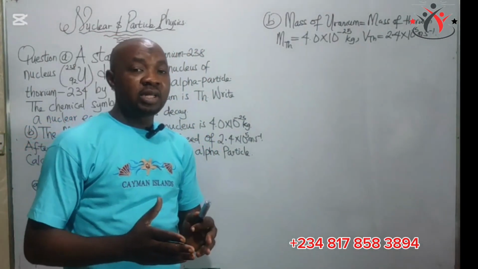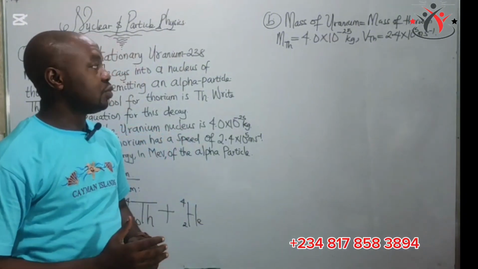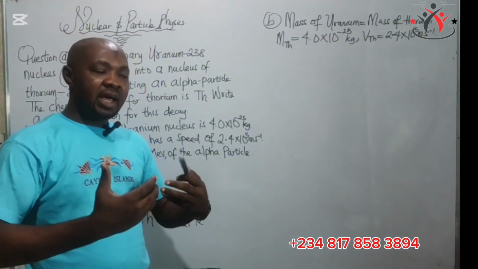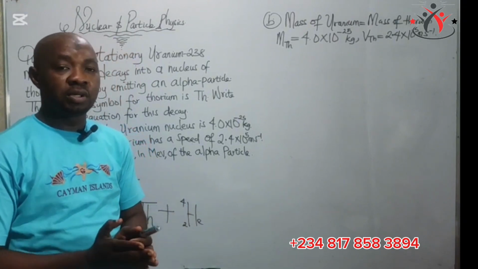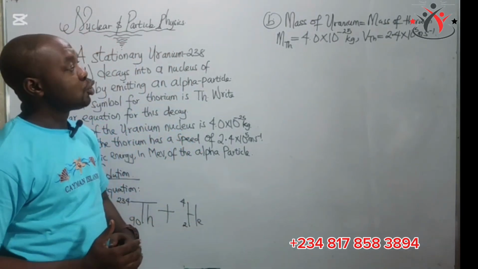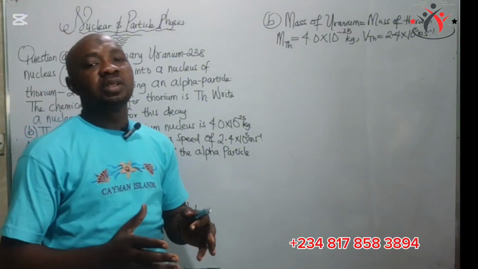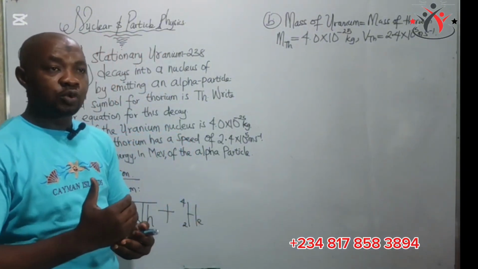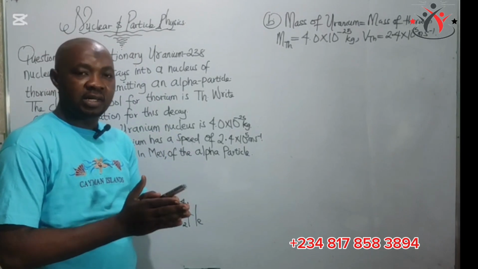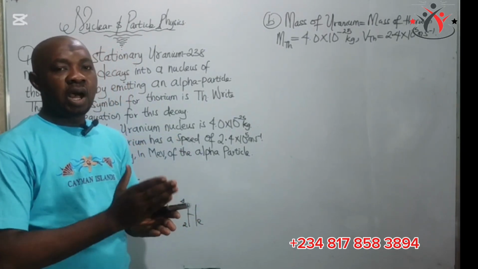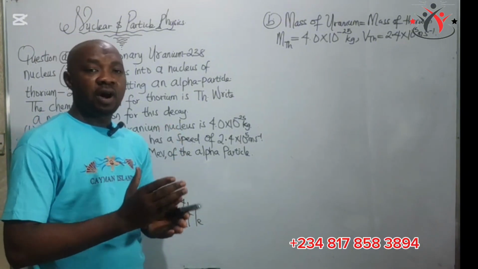Now, to be able to calculate the kinetic energy of the alpha particle, let's not forget that kinetic energy is the energy possessed by a body by virtue of its mass and its velocity. So to calculate the kinetic energy of the alpha particle, we need to first find the mass of the alpha particle and also the velocity of the alpha particle.